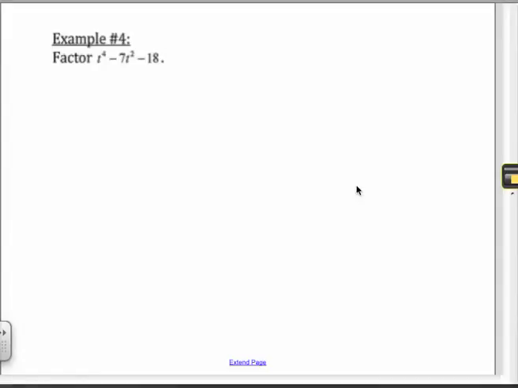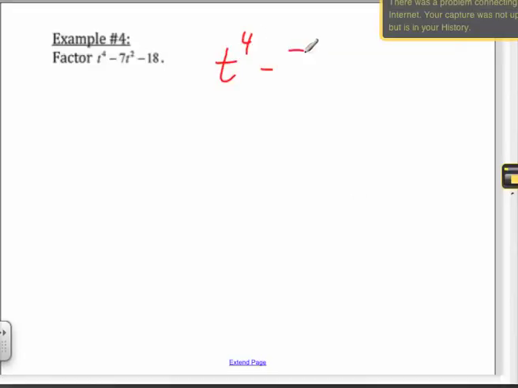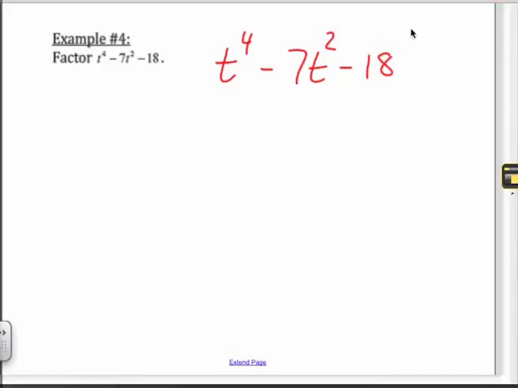Okay, gentlemen, here we go. Example number 4, last one here. It says t to the fourth minus 7t squared minus 18. Okay? Now, don't let that t to the fourth scare you.